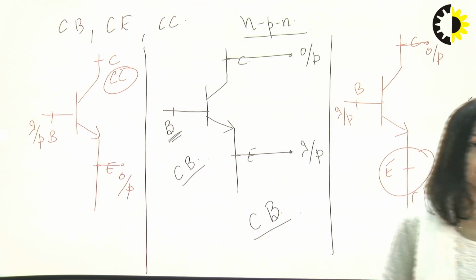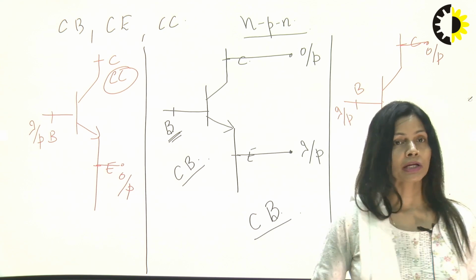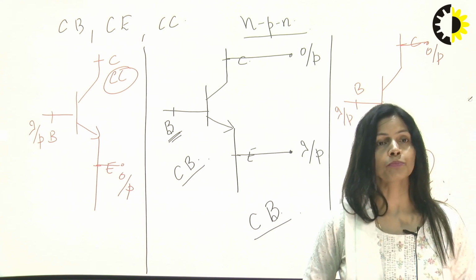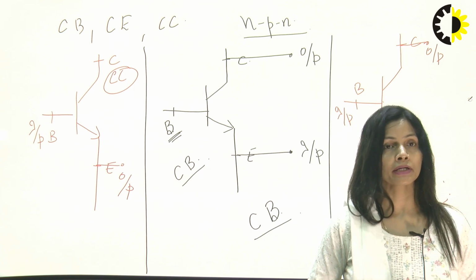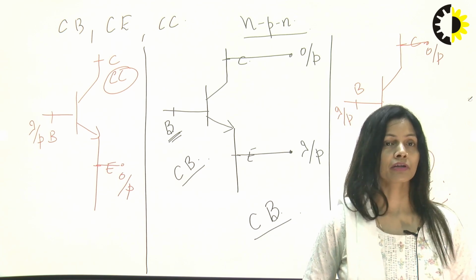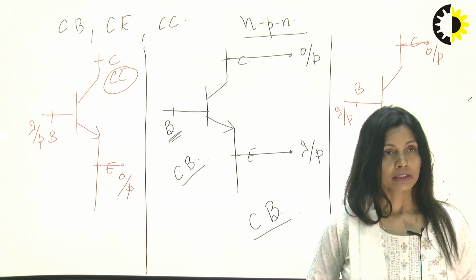These are the 3 configurations, and similarly you can get the input and output characteristics of the common emitter and common collector configurations. Next we will discuss it.